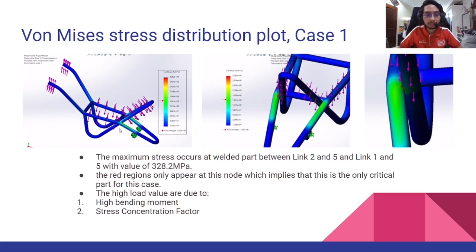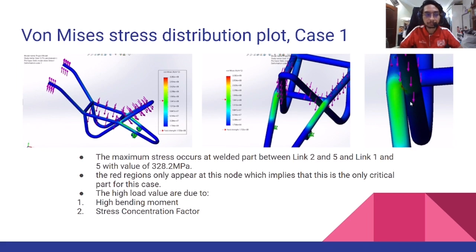The second factor is the stress concentration factor. Between the connection between these two links, there is a drastic change in cross-sectional area. The drastic change of the cross-sectional area causes a high stress concentration factor, which further amplifies the bending stress at that part.